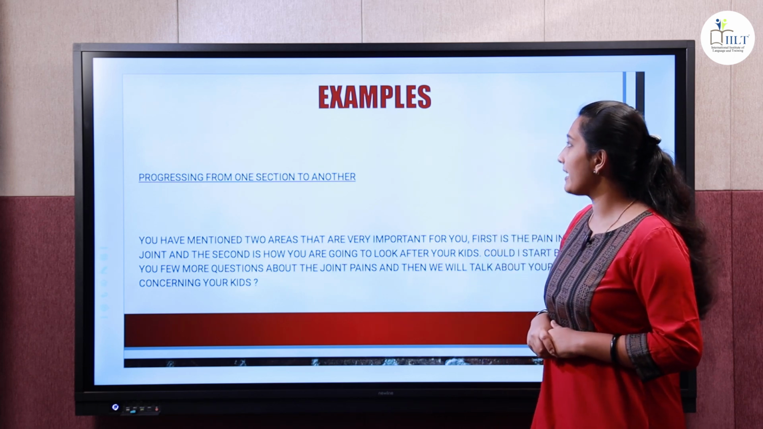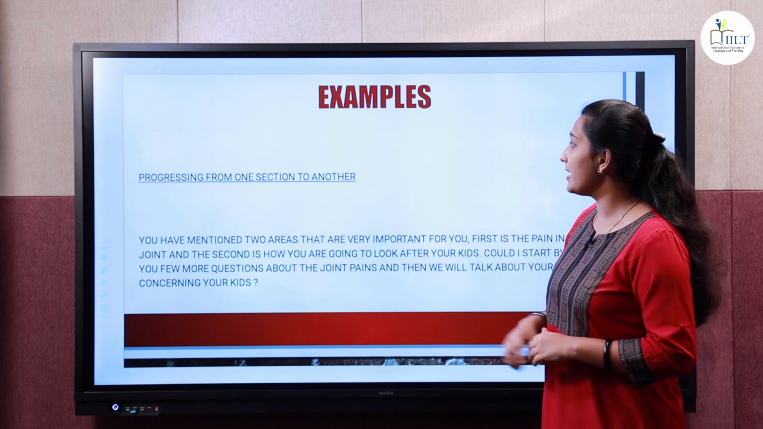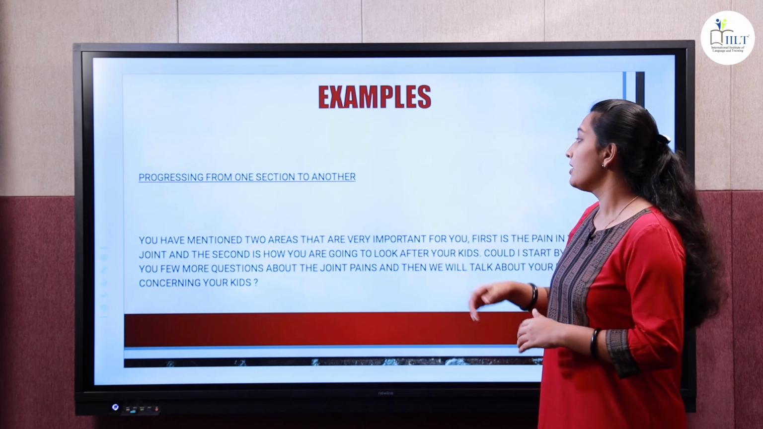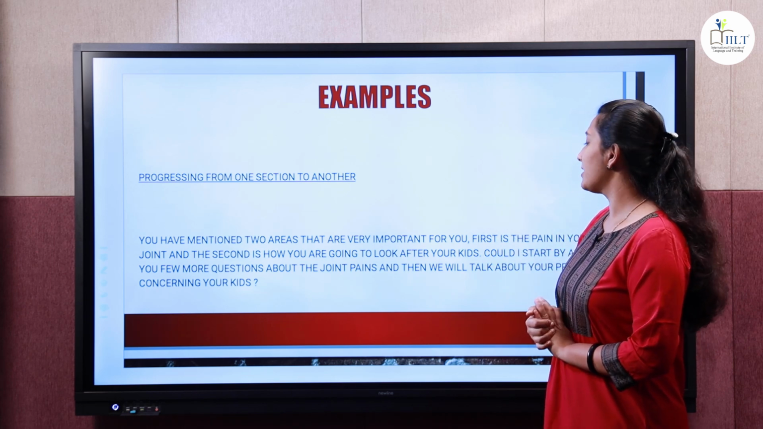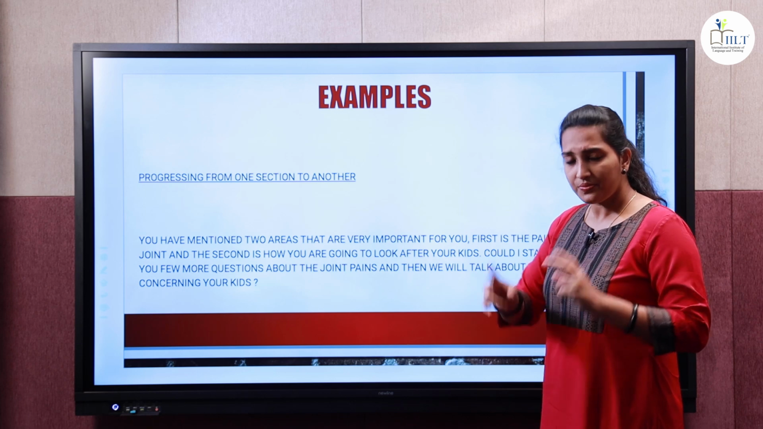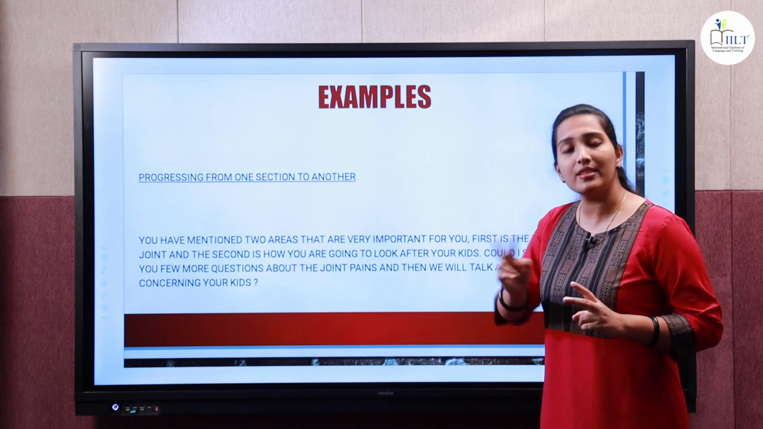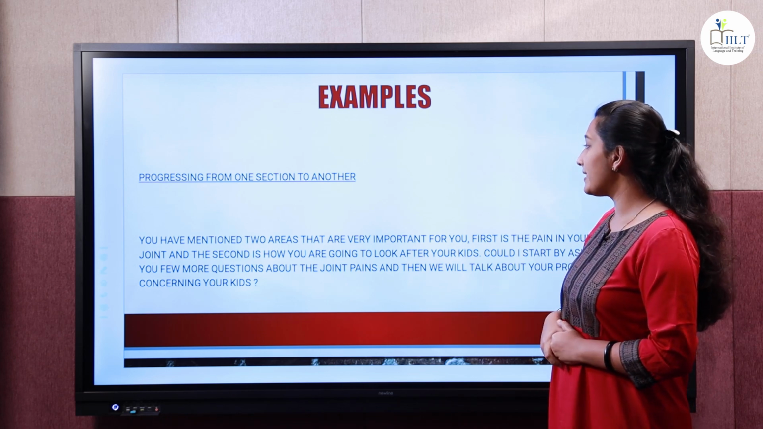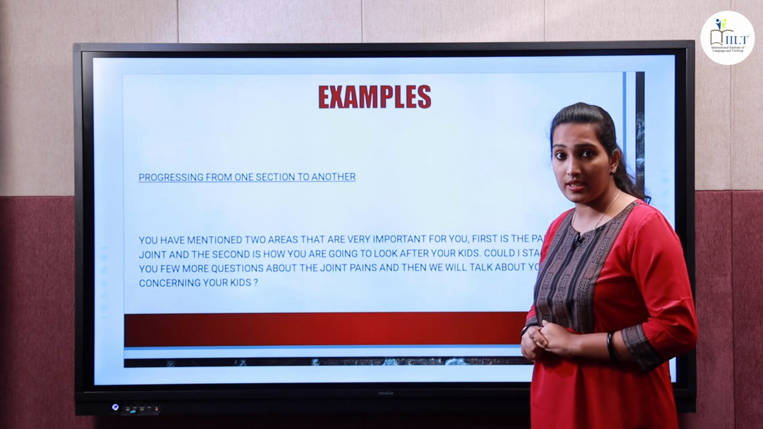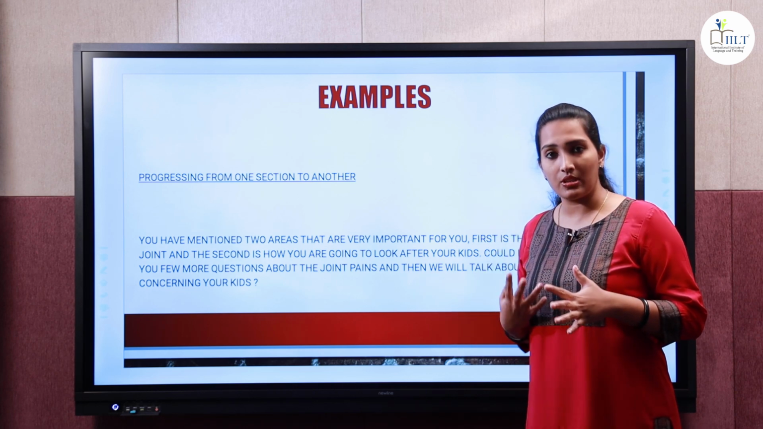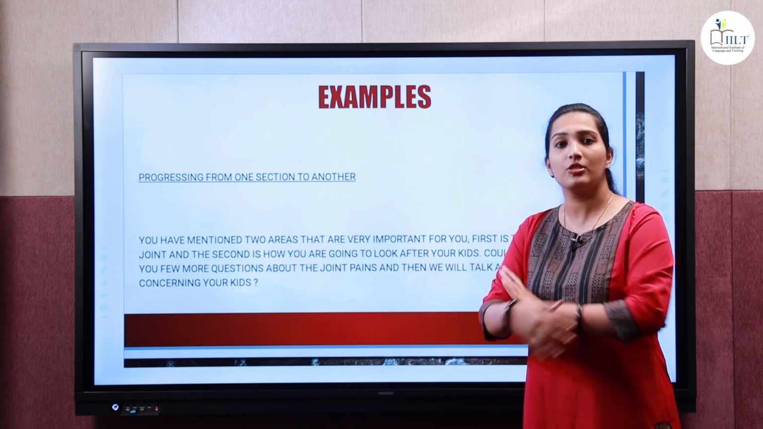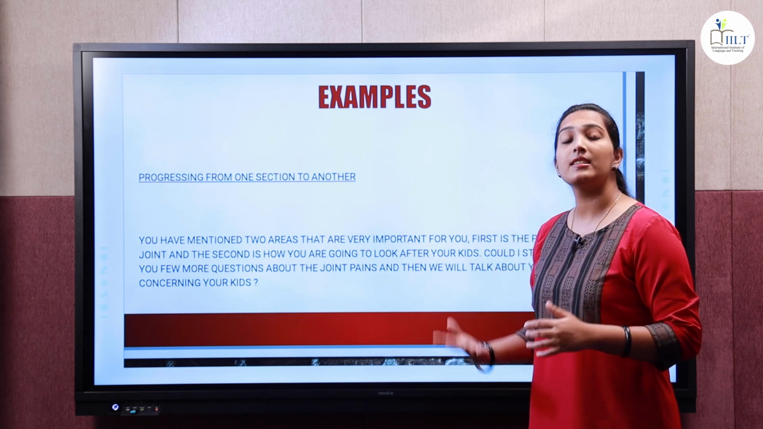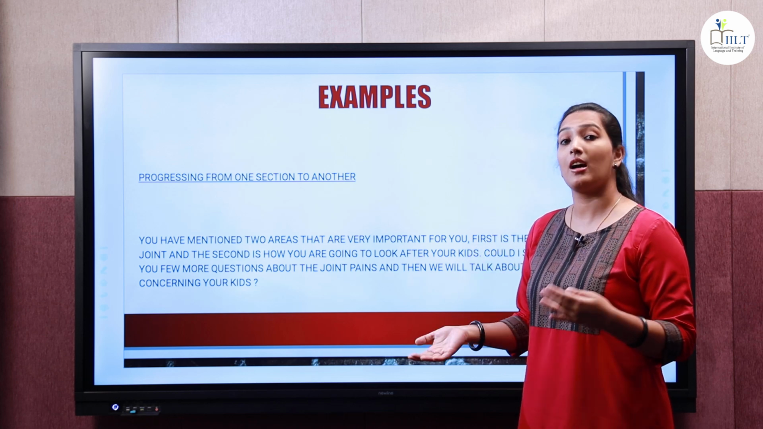Now let's see a next example, that is progressing from one section to another. So you have mentioned two areas that are very important for you. See, we are going to mention two areas that are very important for you. The first is the pain in the joint, and the second is how you are going to look after your kids. So the patient has told about two concerns. One is he's having severe pain in his joints, maybe knee pain. Okay, and then she is telling how she is going to look after her kids.